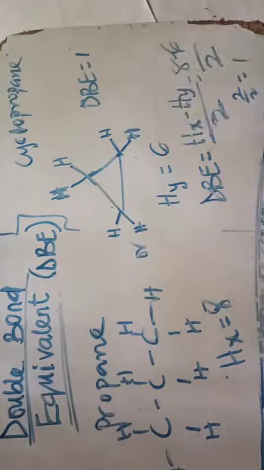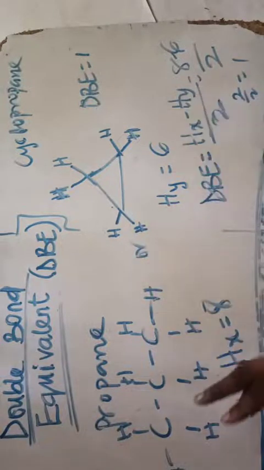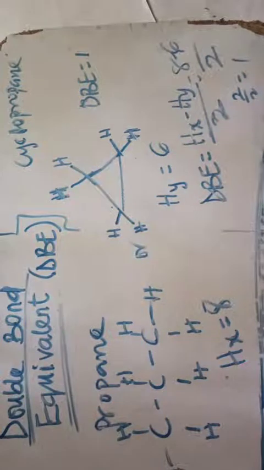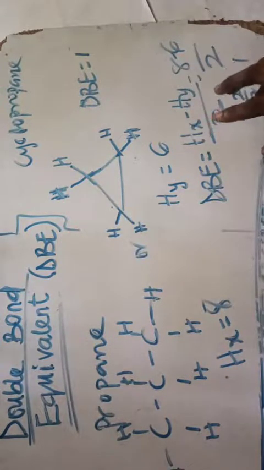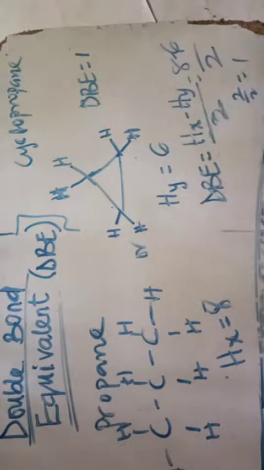So the double bond we have here, a pi bond, is equal to 1. X is the number of hydrogen atoms in the alkane and Y is that of the compound you're estimating. So we have only one pi bond present in this particular compound.